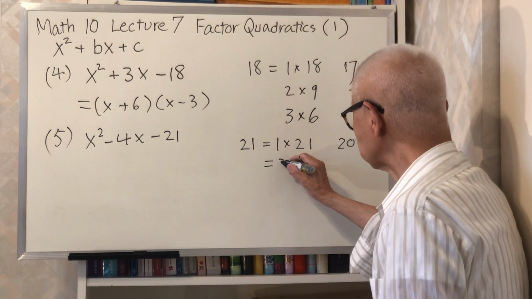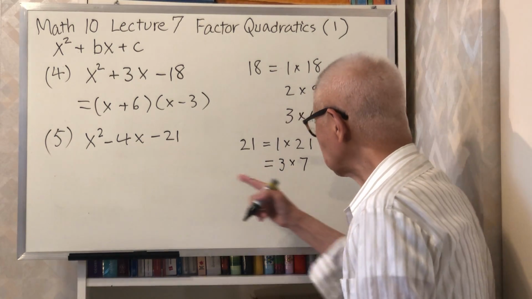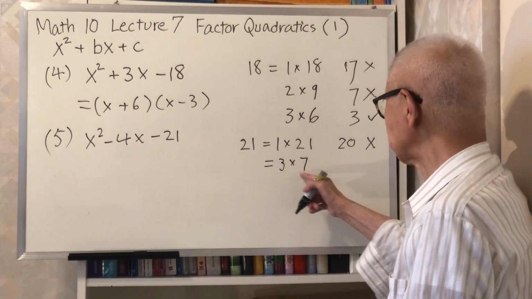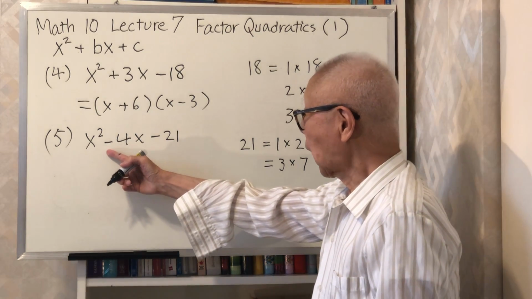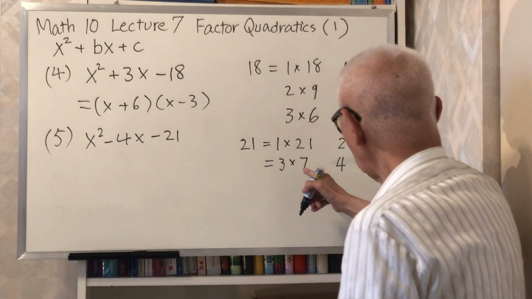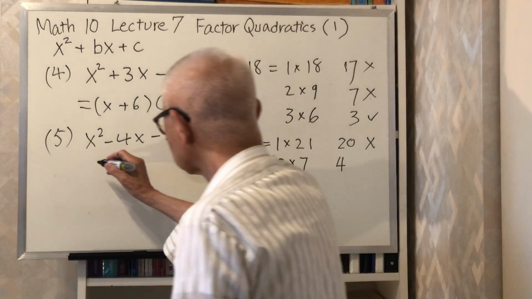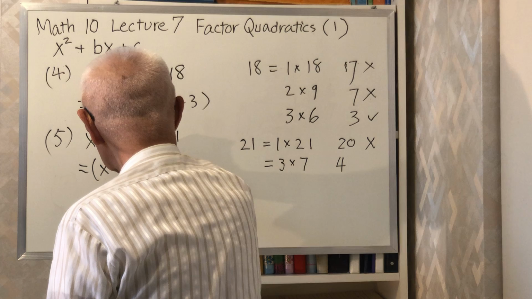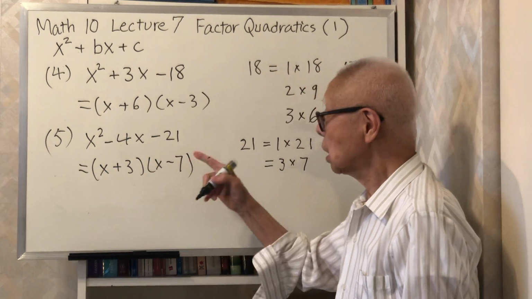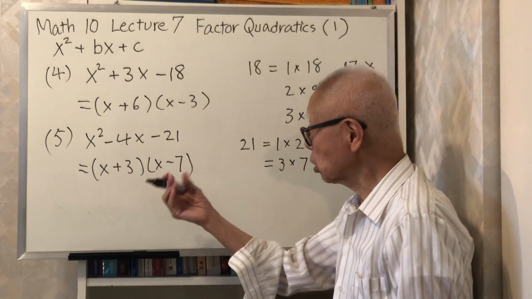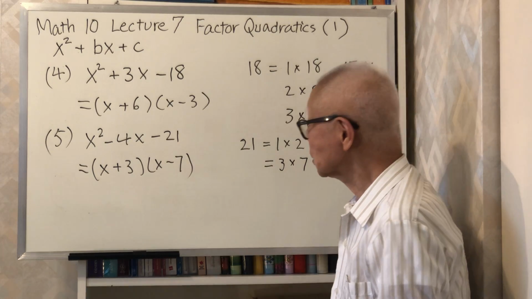But I can use 3. 21 is 3 times 7. And I want the difference to be 4. And it is right, because the difference between 3 and 7 is 4. But look at here. I want the difference to be negative 4. Therefore, 7 has to be negative. 3 has to be positive. So, this is my answer. Okay? Minus 7 and plus 3, put them together, you get negative 4. If you multiply this and that, you get negative 21.